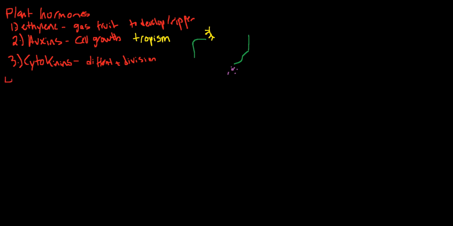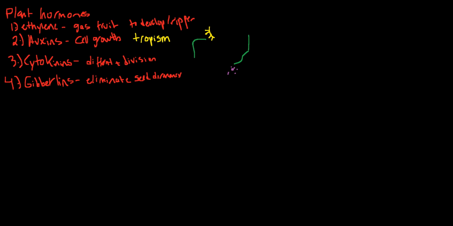Okay, and now the fourth hormone is called gibberellins. Don't ask me about these names. Gibberellins is the hormone that's responsible for eliminating seed dormancy, and it tells the stem and the shoot to grow and elongate.